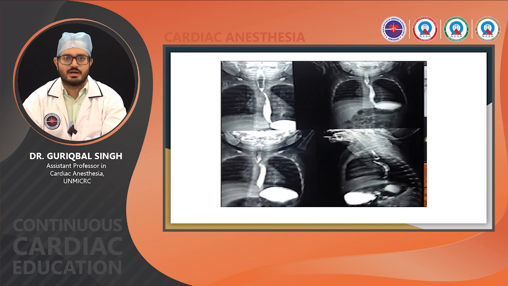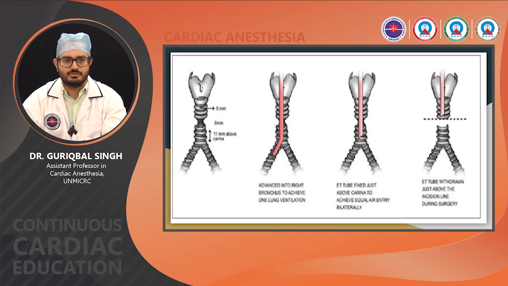So this is a patient having double aortic arch. This is the chest X-ray, lateral view and the PA view with barium swallow. So we can see the region of narrowing in the esophagus caused by double aortic arch in both AP and lateral view. So this is a diagrammatic representation to manage the patient with double aortic arch with significant tracheal stenosis.